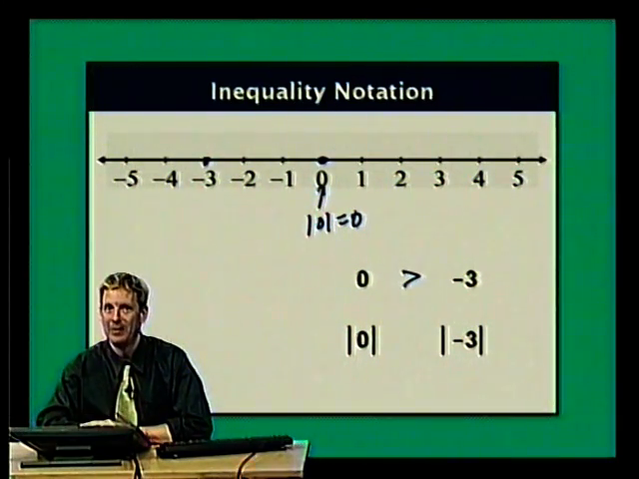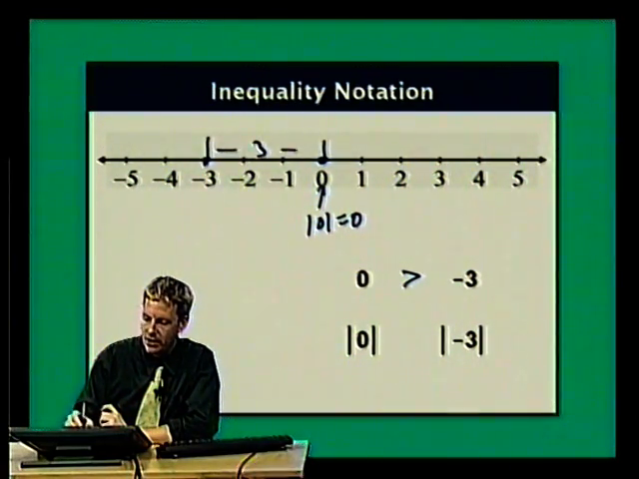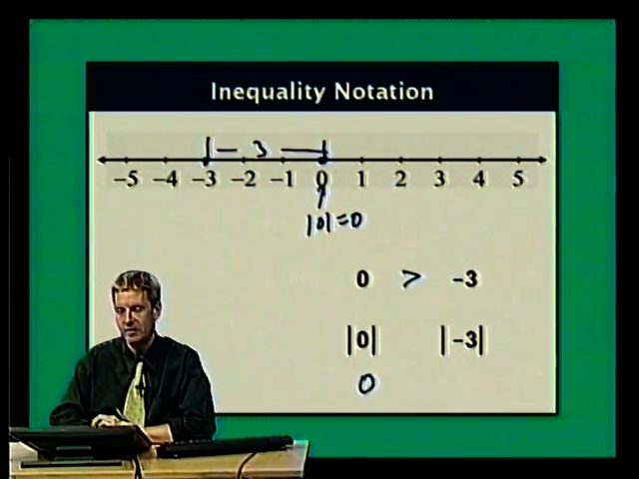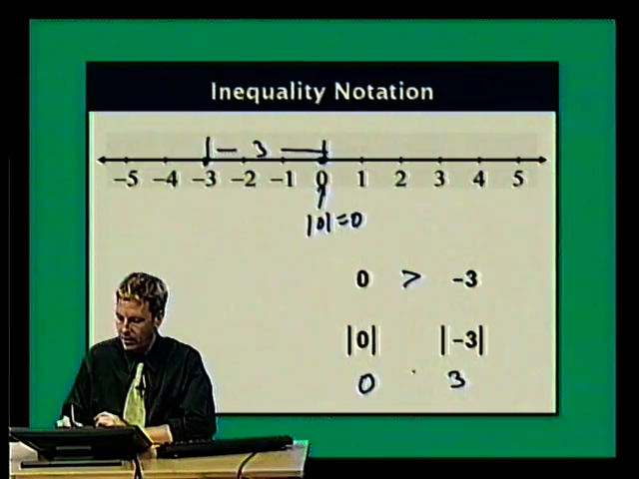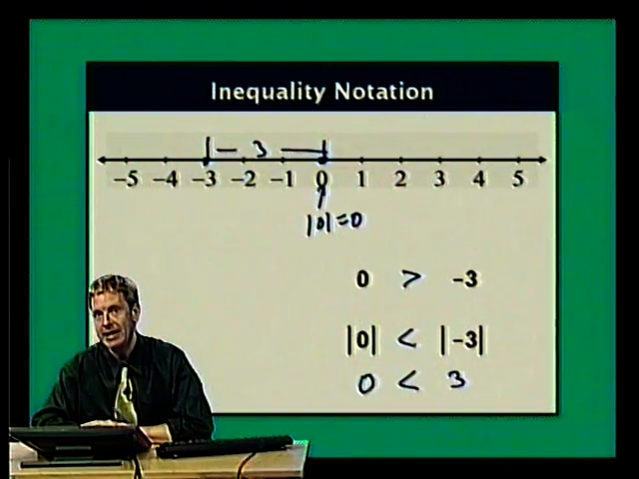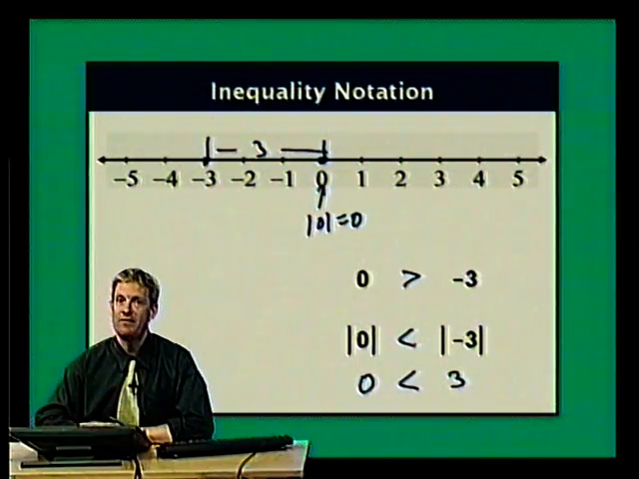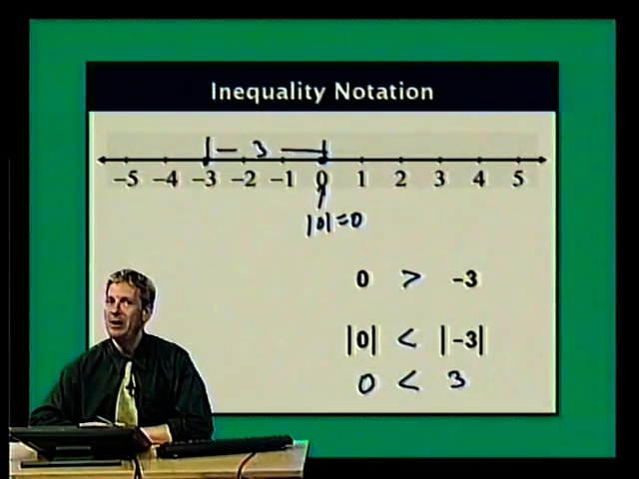of length 0. On the other hand, if I start at 0 and I take a trip to 3, I've gone 3 units, no matter what kind of unit I'm using on my number line. So the absolute value of 0 is 0. The absolute value of -3 is 3. Since 0 is less than 3, the absolute value of 0 is less than the absolute value of -3. And if you think about this, the absolute value of 0 is less than the absolute value of any non-zero number, because it's always farther from 0 to a non-zero number than it is from 0 to itself.